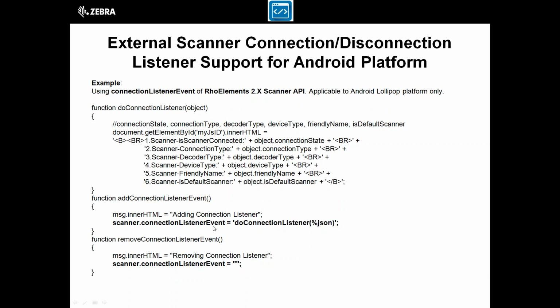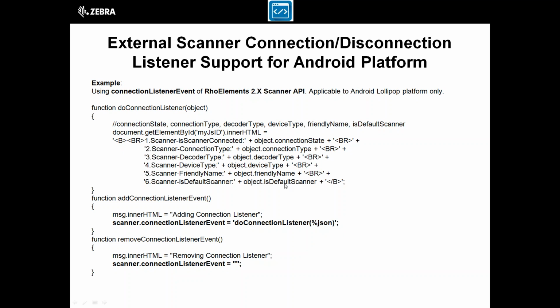When the connection listener event is registered and a particular external scanner is connected or disconnected, it sends the details as JSON data. Whatever we are passing as an argument under the do connection listener method, the data gets stored there. Those data are related to connection state, connection type, decoder type, device type, friendly name, and is default scanner.